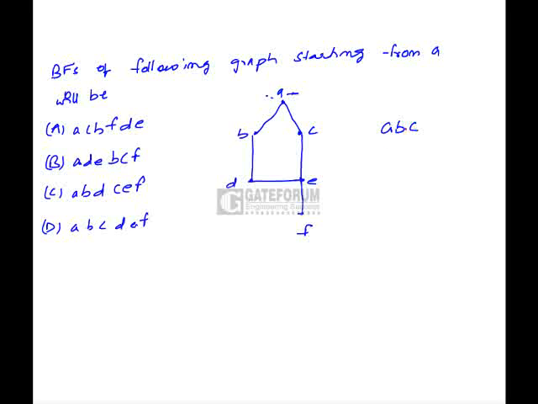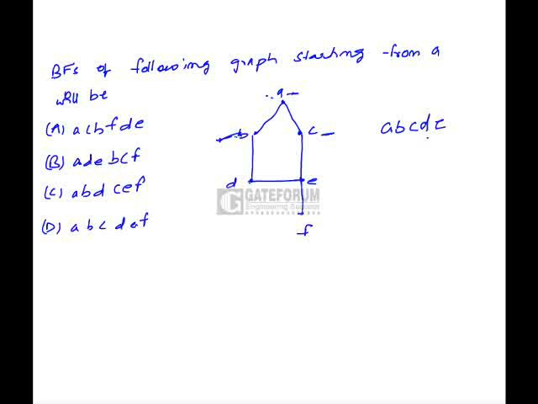So here B and C are visited. Now the nodes which are adjacent to B are visited, and later the nodes which are adjacent to C are visited. So here the nodes adjacent to B are A and D, but A is already visited. So remaining is D. So D is visited. Now the nodes which are adjacent to C, here A and E are adjacent, but A is already visited. So E is visited.